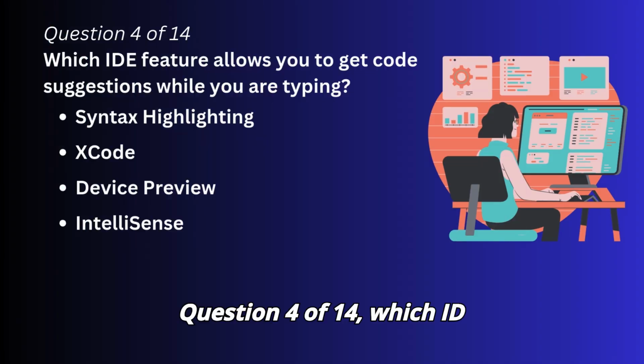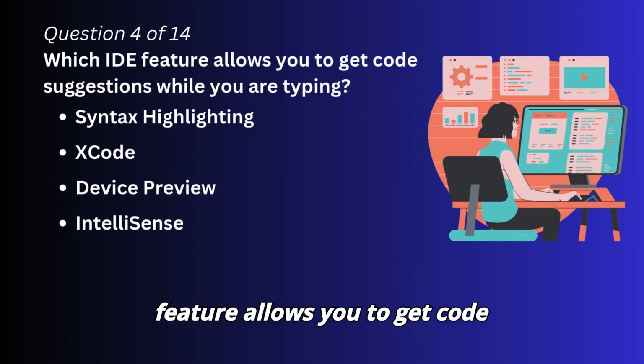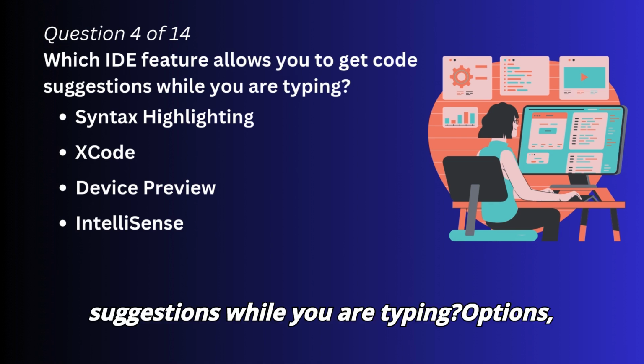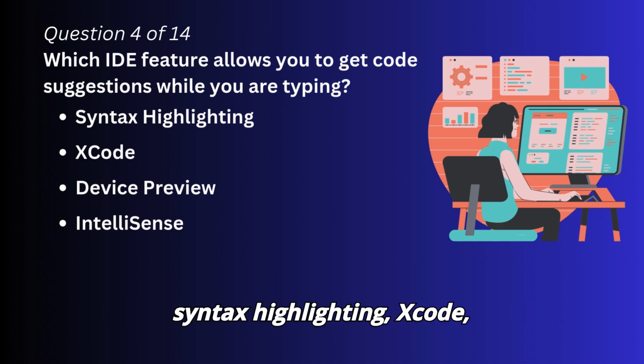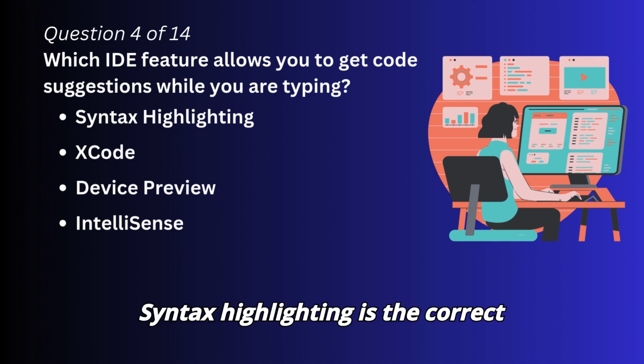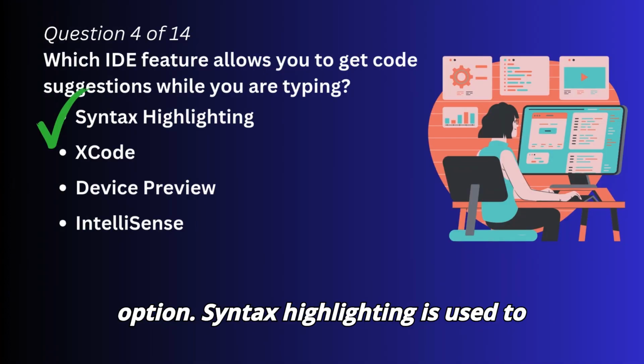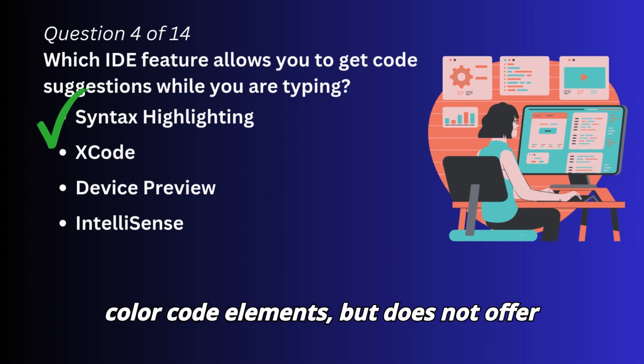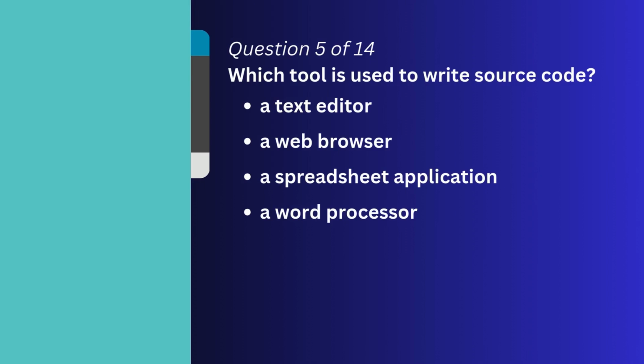Question 4 of 14. Which IDE feature allows you to get code suggestions while you are typing? Options: syntax highlighting, Xcode, device preview, IntelliSense. Syntax highlighting is the correct option. Syntax highlighting is used to color code elements but does not offer code suggestions.